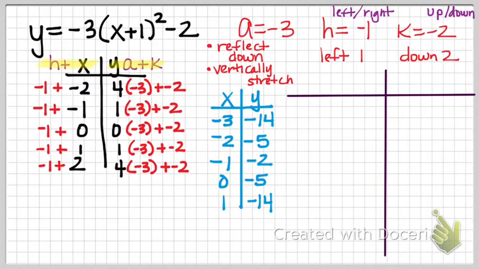So -14. Got at 1. And -3 is 0. We're at -5. So 1, 2, 3, 4, 5. And then we have a point at -1, -2. And then we have a point at -2, -5. So this is what our graph should look like. Just like so.